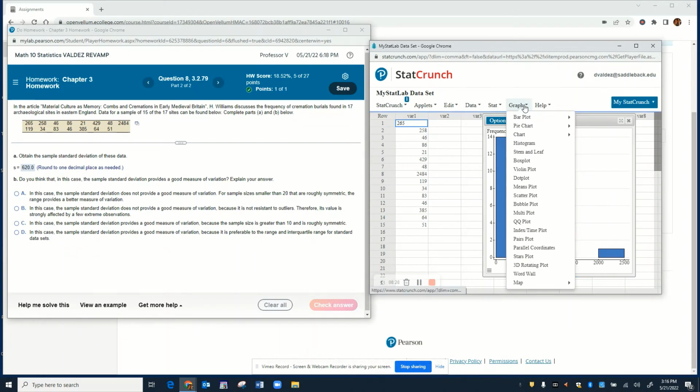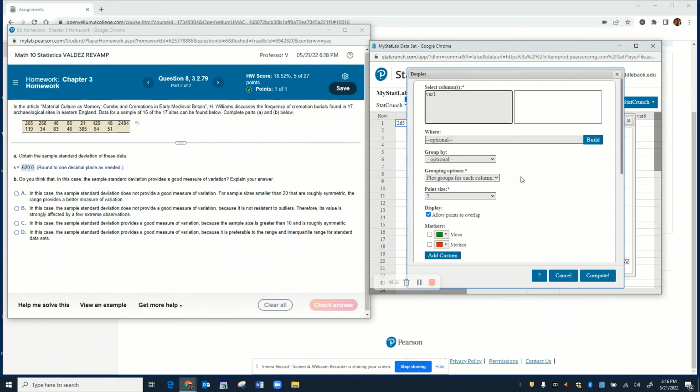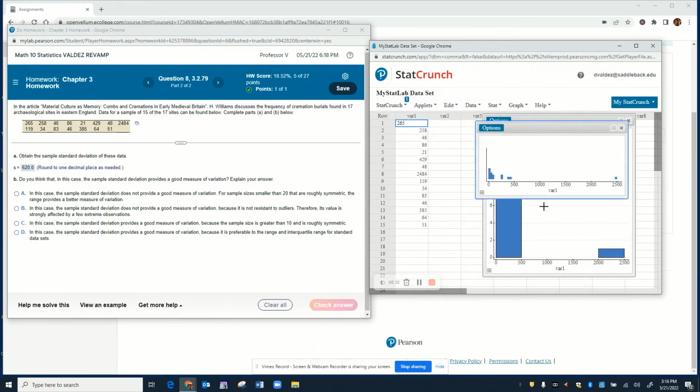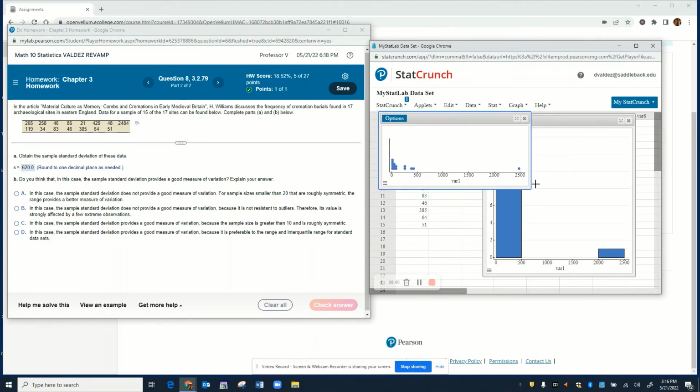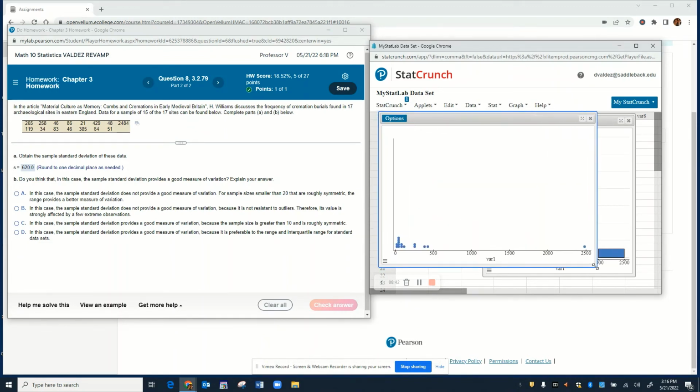You could do a different kind of graph too if you want. Play around with it. You want to do a dot plot? Ooh, I like the dot plot better because you can see each value. And yeah, again, it's definitely skewed to the right. We've got this outlier here, the 2,484, and then the other values are all clustered over here. So this sample is not roughly symmetric, so it can't be C.